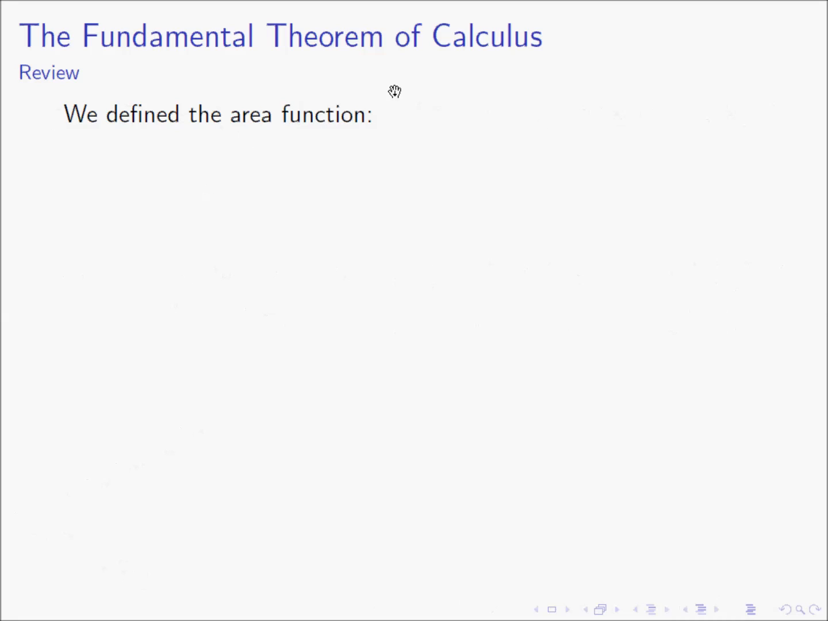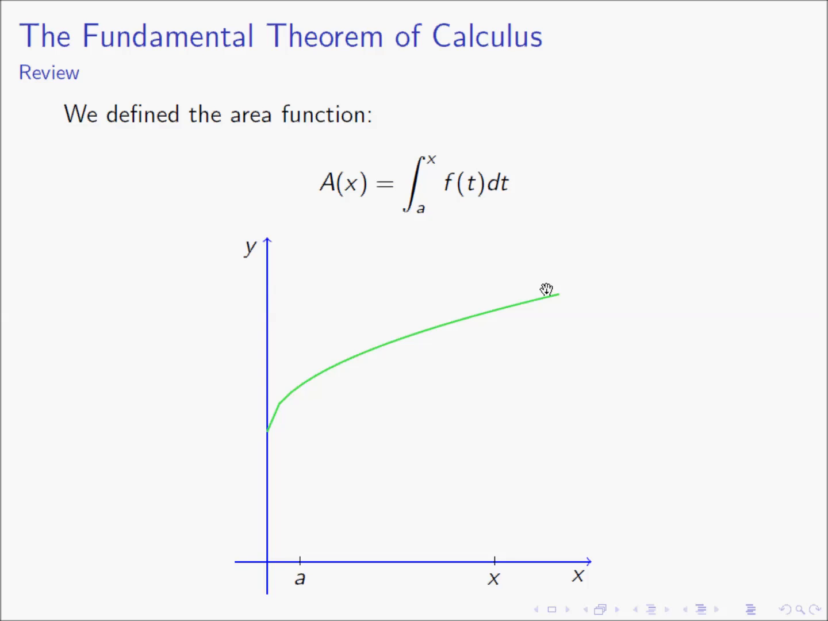Let's review what we saw in part 1. We started with the graph of a function, and then we defined an area function. There is a function that gives us the area under the curve from a point a to a point x. a is a fixed point, and the independent variable is x. A of x gives us this area because it is the definite integral from a to x of f of t dt.